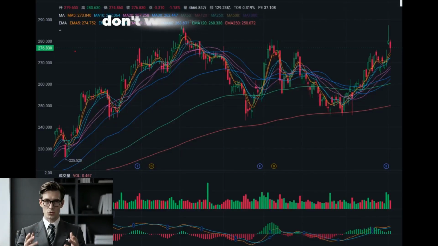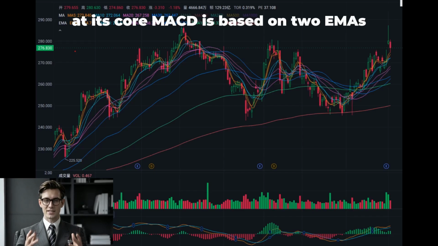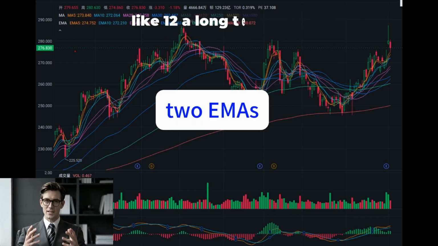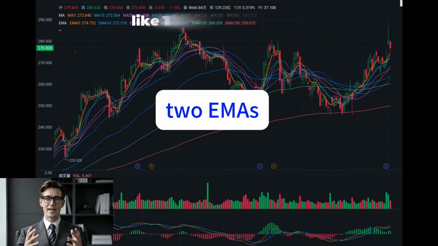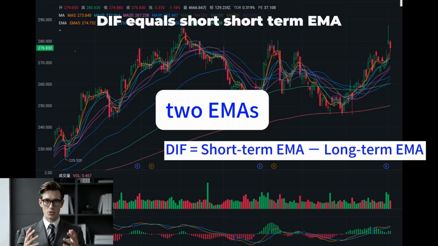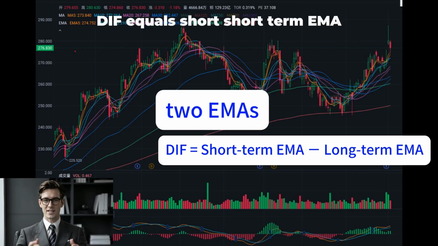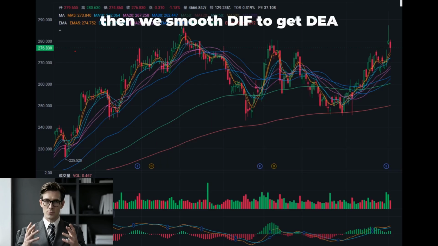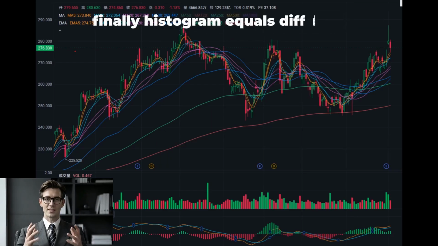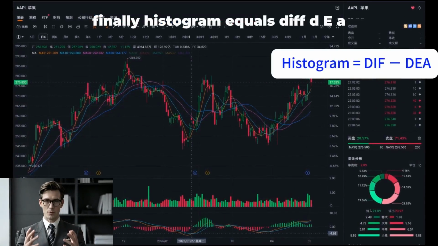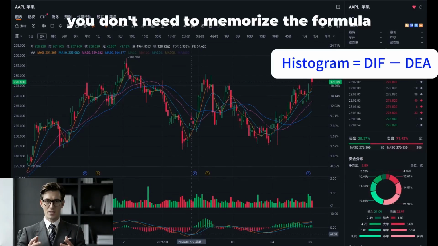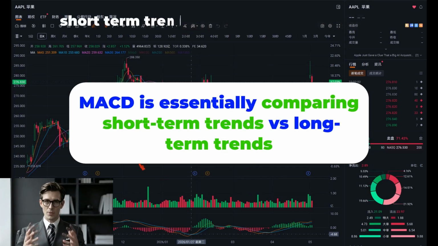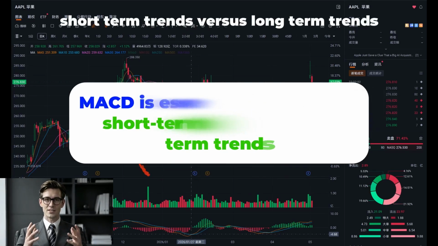How is the MACD calculated? Don't worry, let's keep it simple. At its core, MACD is based on 2 EMAs. A short-term EMA, like 12. A long-term EMA, like 26. DIF equals short-term EMA minus long-term EMA. Then we smooth DIF to get DEA. Finally, histogram equals DIF minus DEA. You don't need to memorize the formula. Just remember this. MACD is essentially comparing short-term trends versus long-term trends.